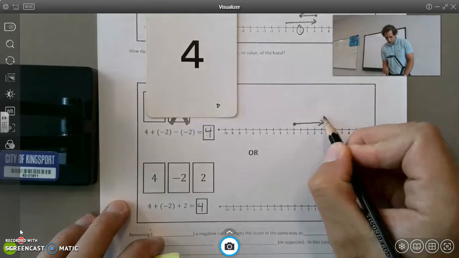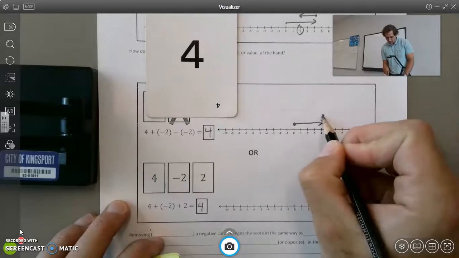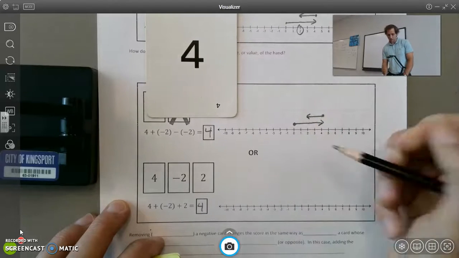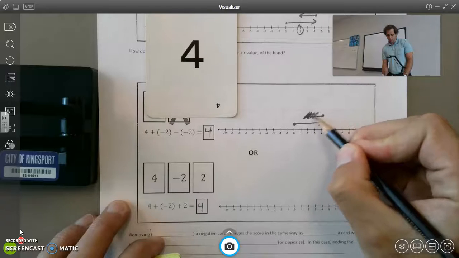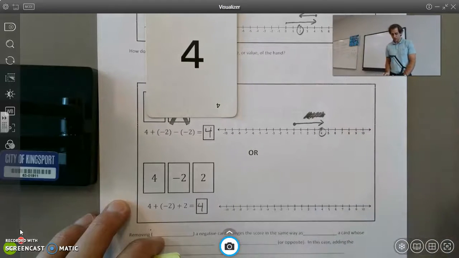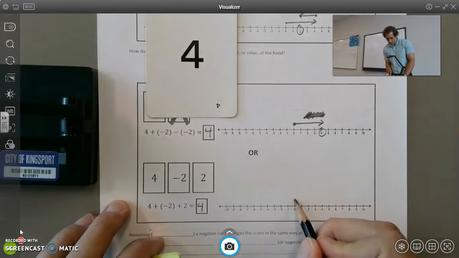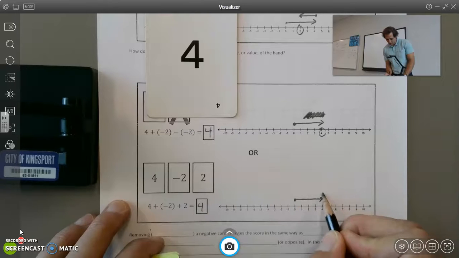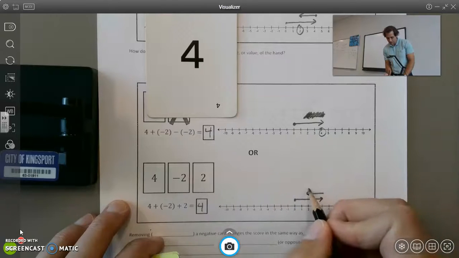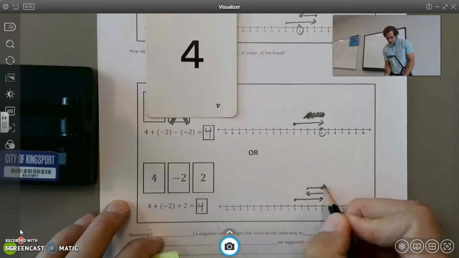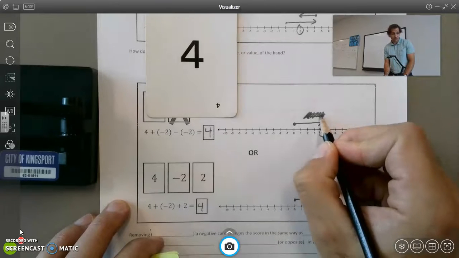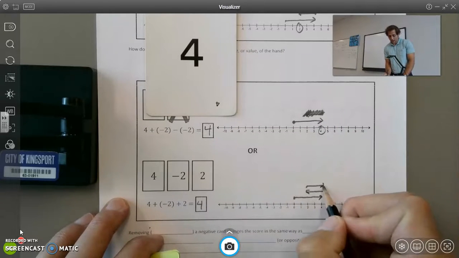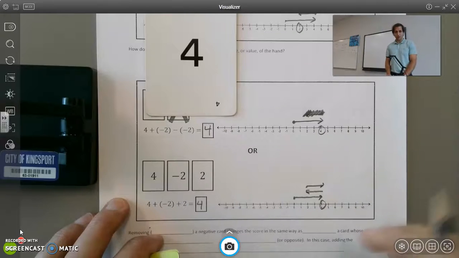4 plus negative 2, but I'm going to remove the negative 2. So I'm still at 4. Or 4 plus negative 2, and then I'm going to add 2. So whether I remove the negative 2 or add a positive 2, either way I'm at 4.